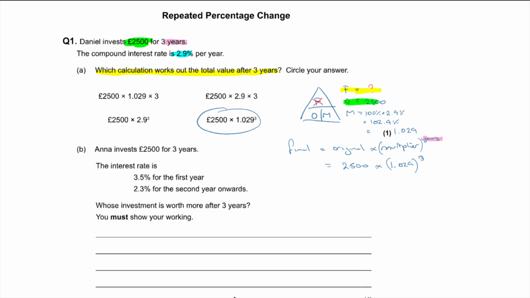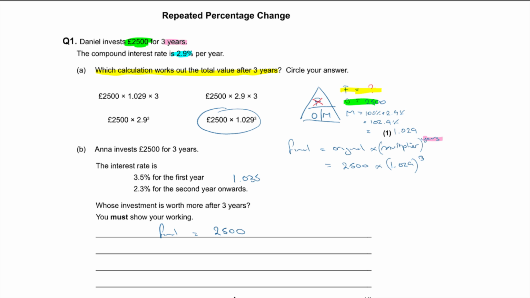Whose investment is worth more after 3 years? Okay, well, her amount is also going to be the original amount, which is 2,500. Now, her percentage changes are different, aren't they, for each of the three? So I can't just take one and raise it to the power of 3. This one, 3.5% is a multiplier. If you've got 100%, you add 3.5%, you've got 103.5%, which as a multiplier is 1.035.